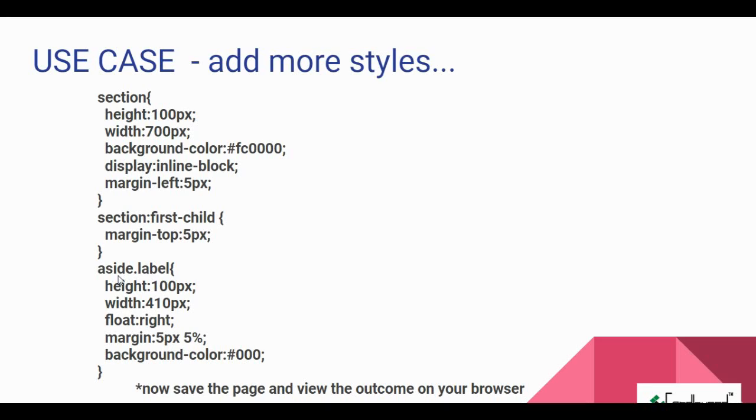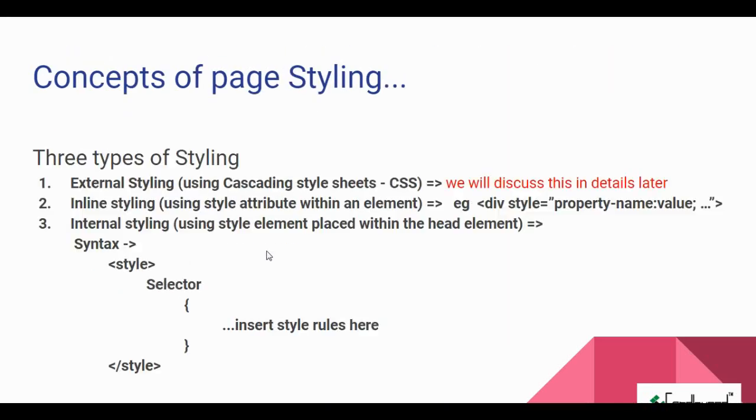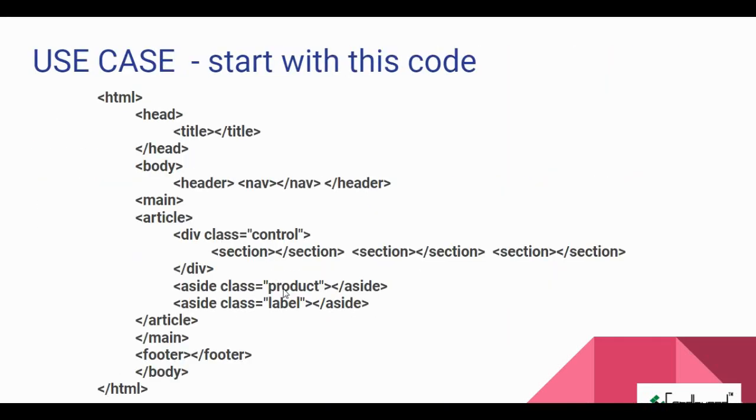So let's check out and see what we have. You can see we have aside and then we have a class label. So it's going to pick on this aside particularly. It doesn't want to apply this style to all the asides. So that's why we gave two of them different class names so that we can actually target them using that kind of selector rule.